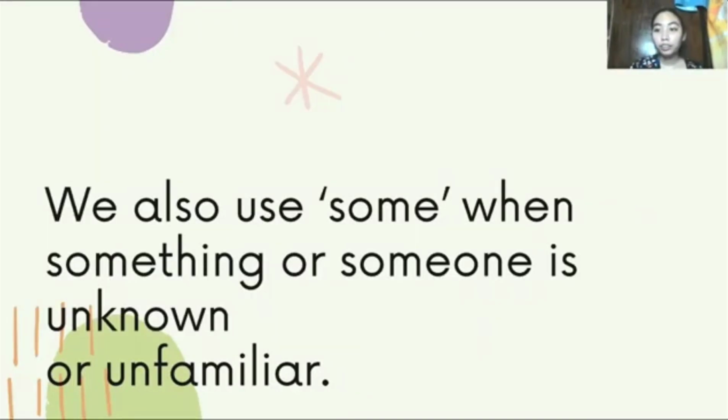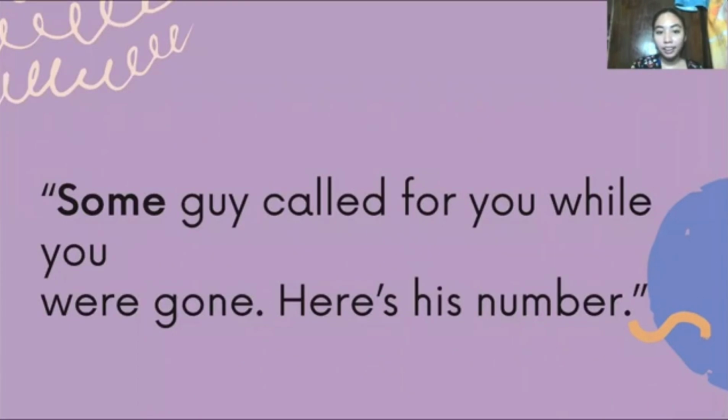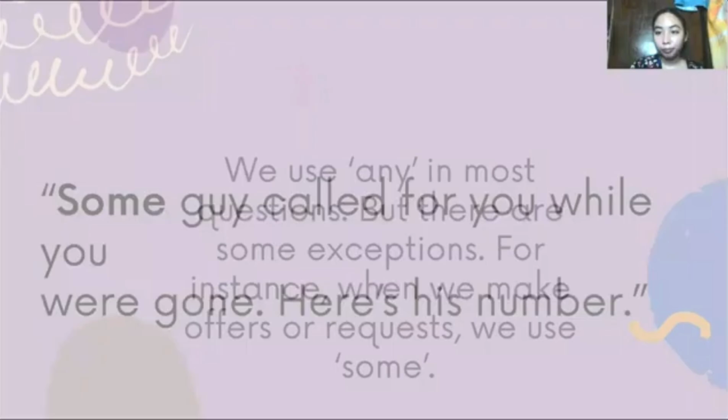Another use of some is when something or someone is unknown or unfamiliar to us. For example, in this sentence, some guy called for you while you were gone. Here's his number. Here the speaker is telling someone that there is some guy who called when the person he is talking to was gone, but he or she doesn't know who that guy is. He didn't know his name or his background, so he used some guy.